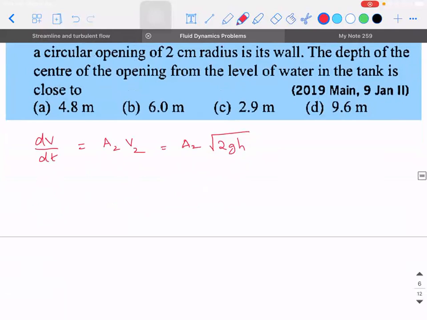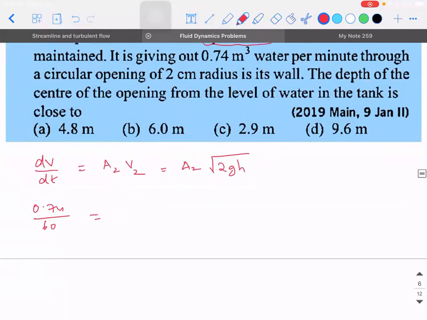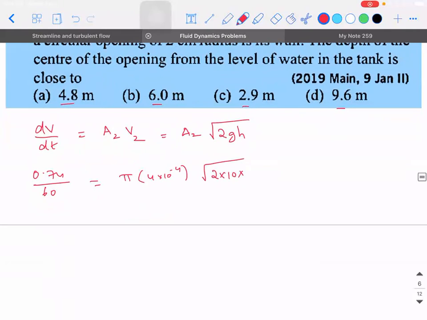The only difference is that in the previous problem A2 was given, here it is the radius. Since it's circular, it is pi r square. So dV by dt, 0.74 divided by 60, is equal to A2, which will be pi into r square, 2 square into 10 power minus 4, into square root of 2 into g. They told it's close to, no? Let's take g as 10 itself, because no answer is close by, 4.86. We'll get an approximate one, into h. Can you guys solve it fast and let me know?